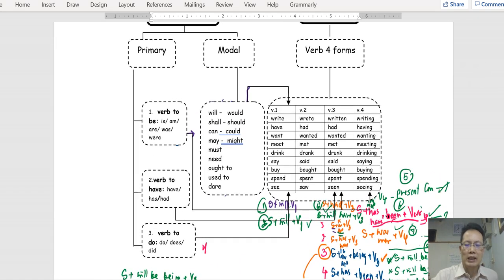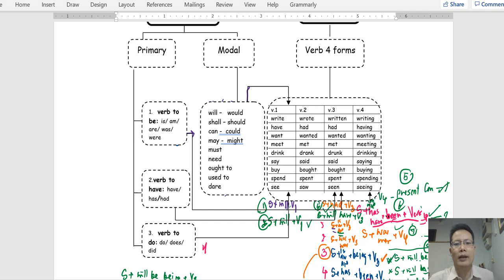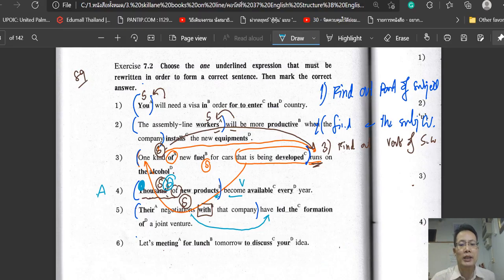Verb to be plus verb 3 and verb 4. Will, would, shall, should plus verb 1. Have, has, have, had plus verb 3. Verb to do, does, did plus verb 1. Like this. Agree or not. If they agree, we pass. If not agree, we have to change. Have plus verb 3. Okay?